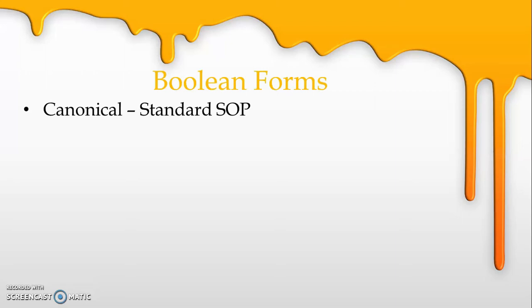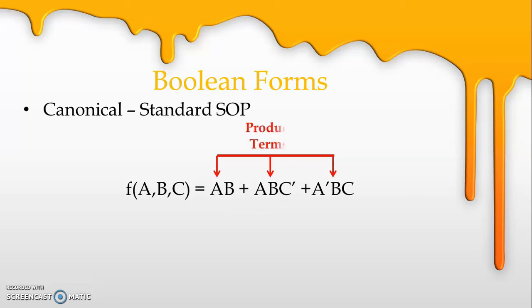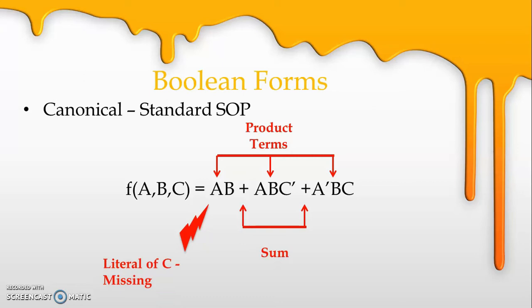Now we have the standard SOP form, which is known as the canonical SOP form. Suppose we represent a similar Boolean function, where we have product terms and sum. Not every SOP can be a canonical form. In canonical form, we require literals of all the variables in every product term. For example, the first product term is only A dot B, so the literal of variable C is missing, and that is why it cannot be a canonical sum of product.